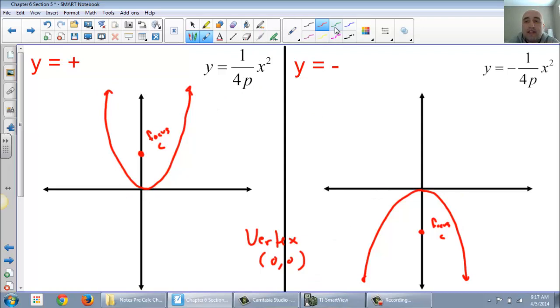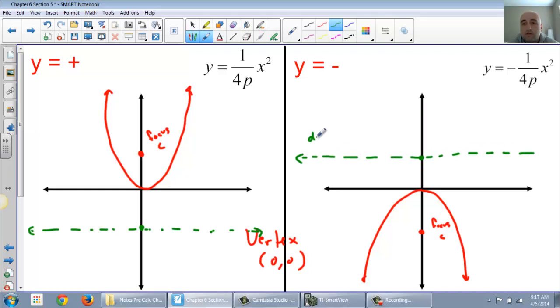And then lastly, all parabolas have this imaginary line again. Let me just put them in there. This one would be about right here, and I'll tell you why in a second. These are called the directrix line. It's a line that is perpendicular to the parabola.